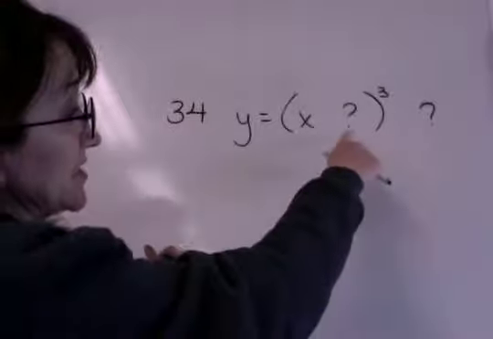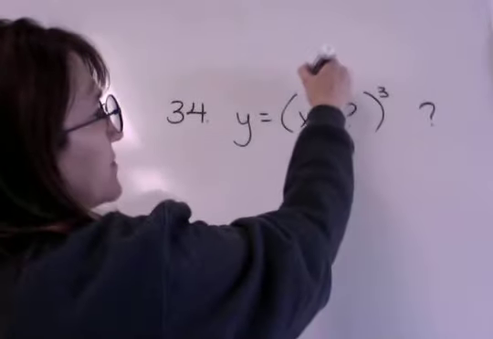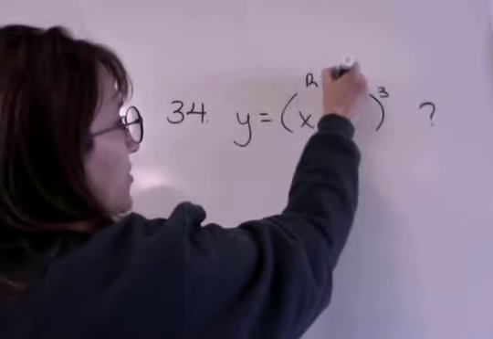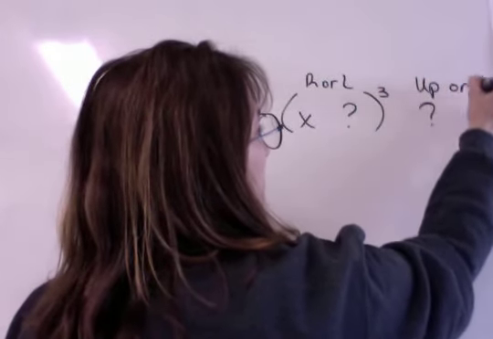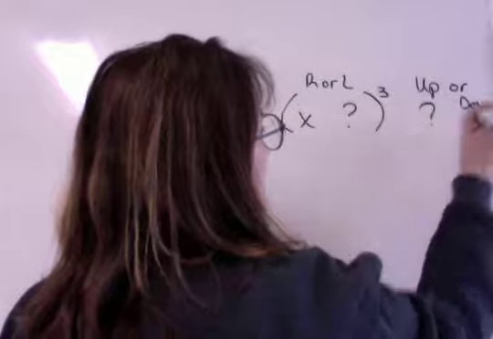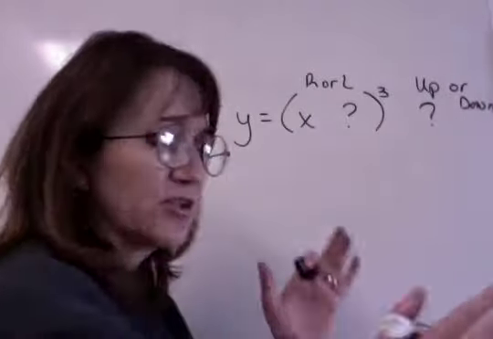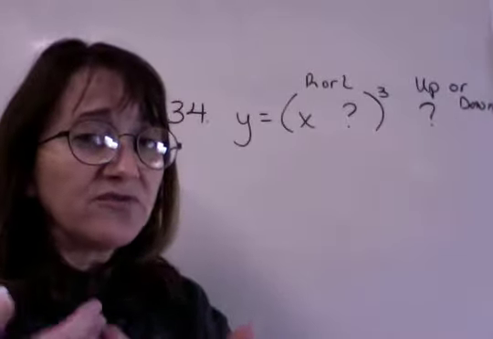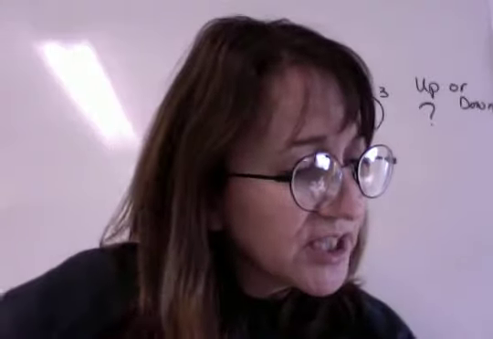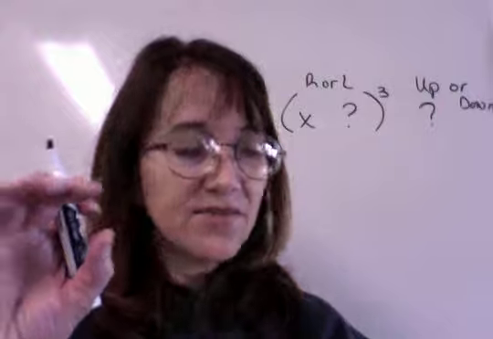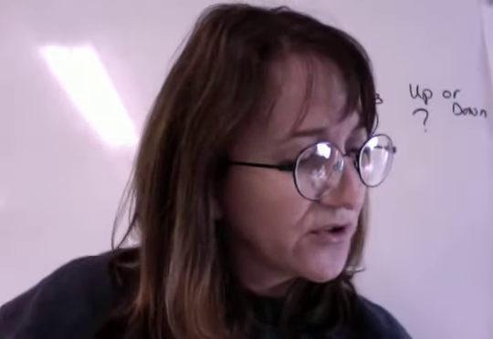Here I'm trying to figure out, did it go right or left? And here, did it go up or down? Those are the two things I'm trying to figure out. I'm looking at the point of inflection. That's where I get those two numbers. It hits right at the vertex of a little square on the graph.